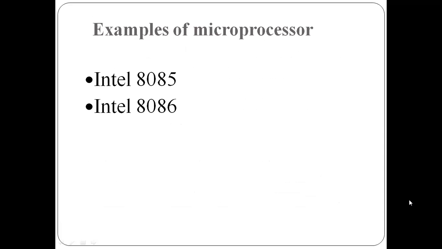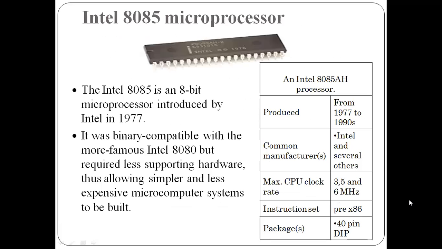Examples of microprocessors: Intel 8085 and Intel 8086 are the classic examples of microprocessors. The Intel 8085 microprocessor is pictorially demonstrated. It is an 8-bit microprocessor introduced by Intel in the year 1977. It was binary compatible with the more famous Intel 8080, but required less supporting hardware, thus allowing simpler and less expensive microcomputer systems to be built.